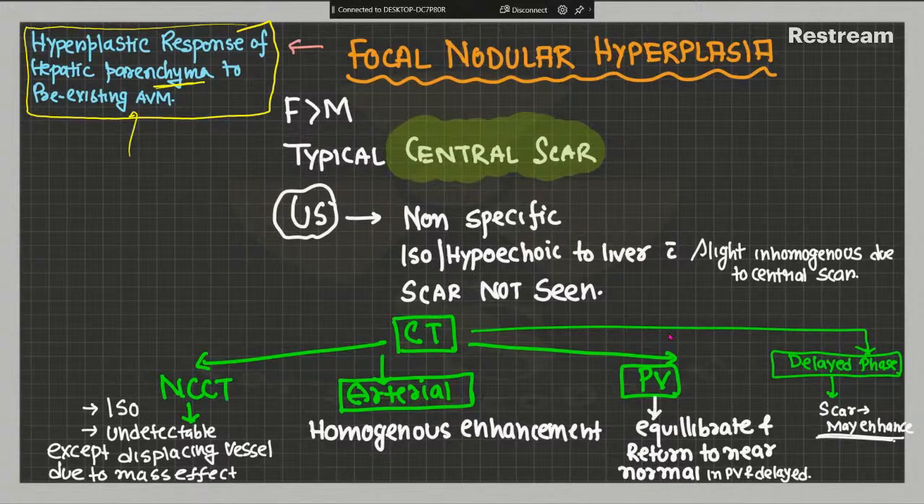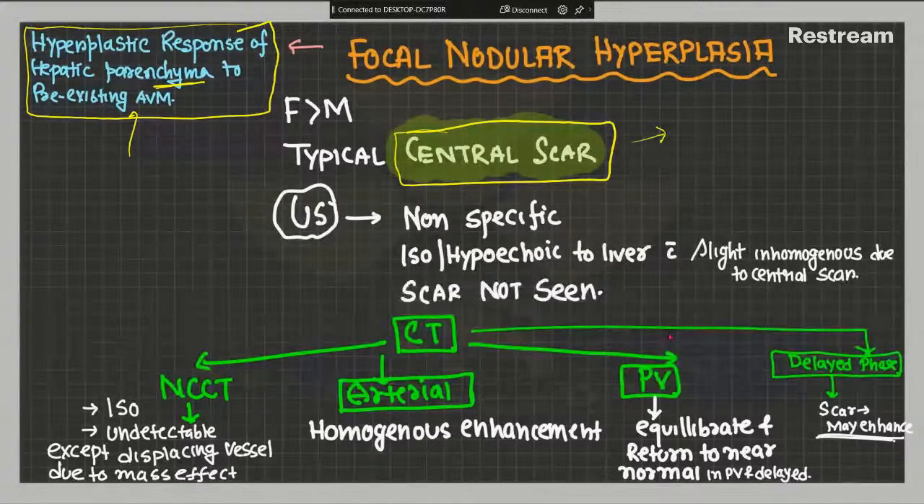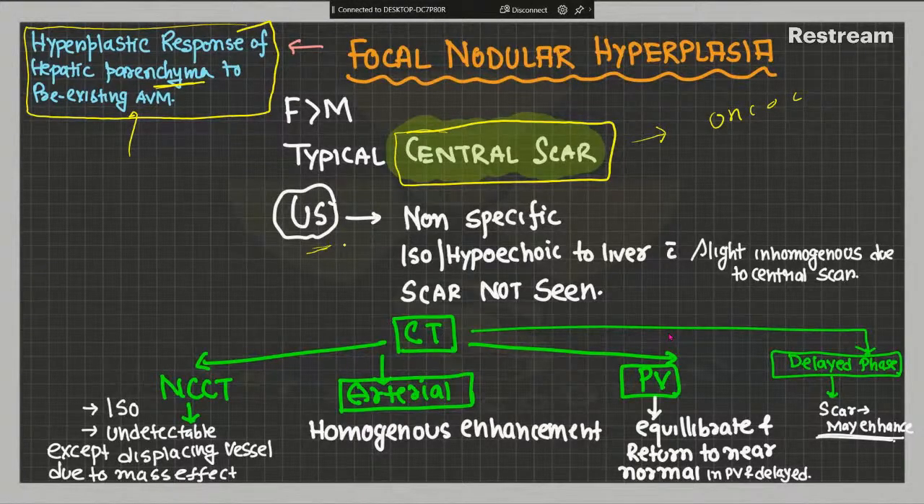Now coming to focal nodular hyperplasia, the key point is the central scar. It has a central scar. I am not saying that the central scar is present in all cases of focal nodular hyperplasia, but if a central scar is present, then it is very specific for focal nodular hyperplasia. A side question: a central scar can also be seen in oncocytoma in case of kidney tumor. Anyway, ultrasound is very non-specific.